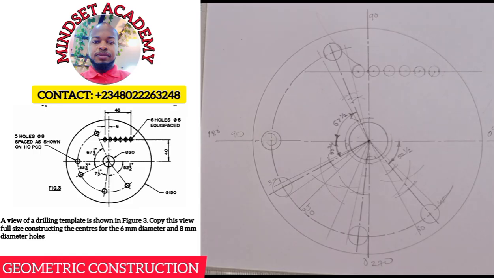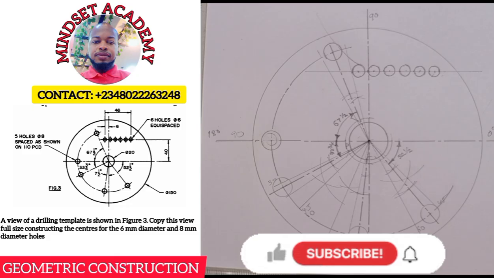So you see that it is evenly distributed. These are the 6 circles that we have, evenly distributed along that line. So we are done with what we are told to do. So you just do your dimensioning.